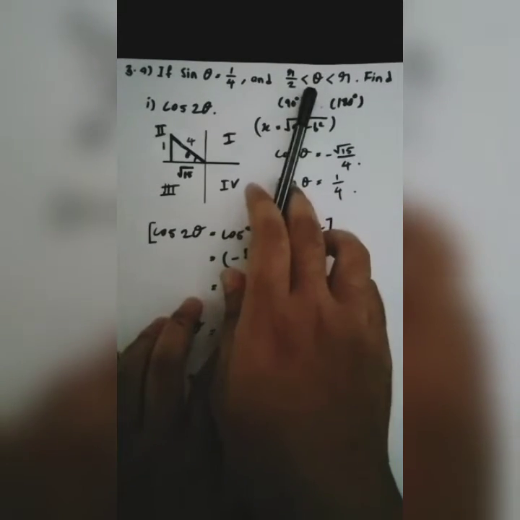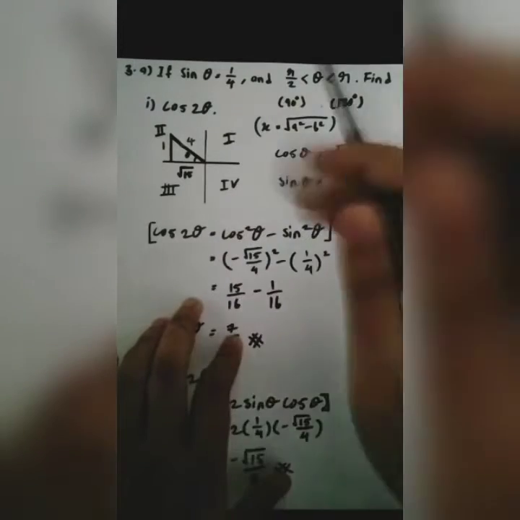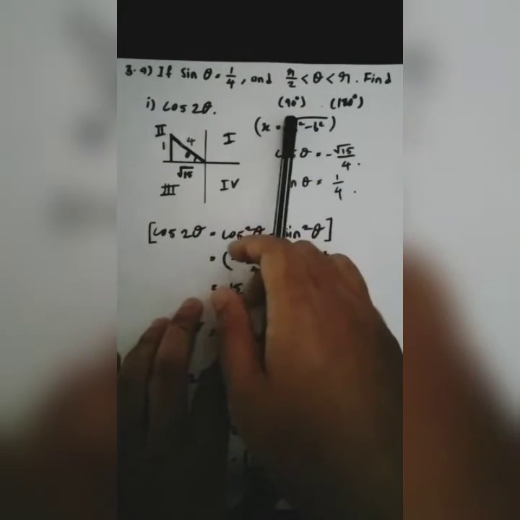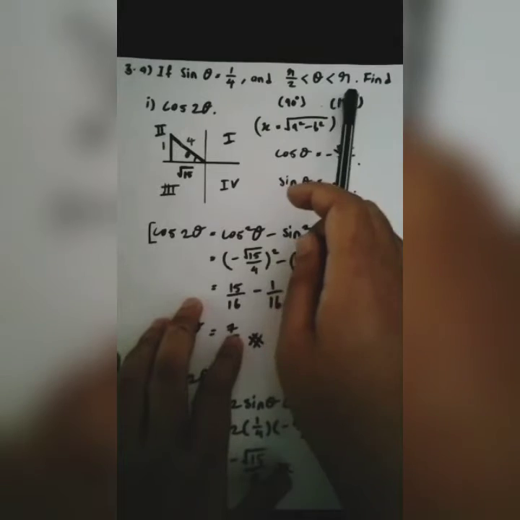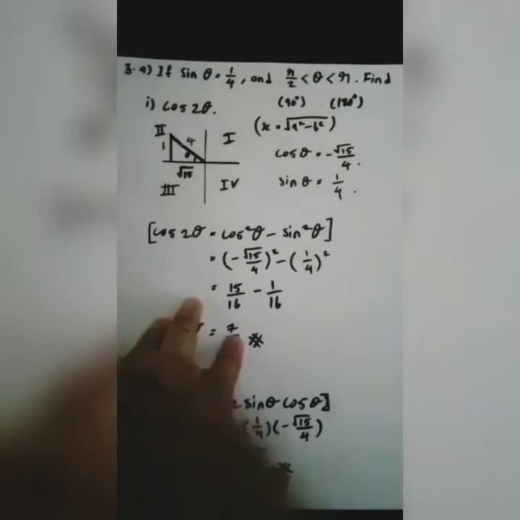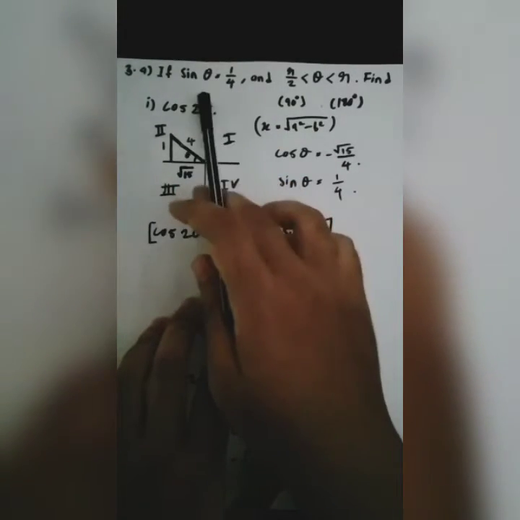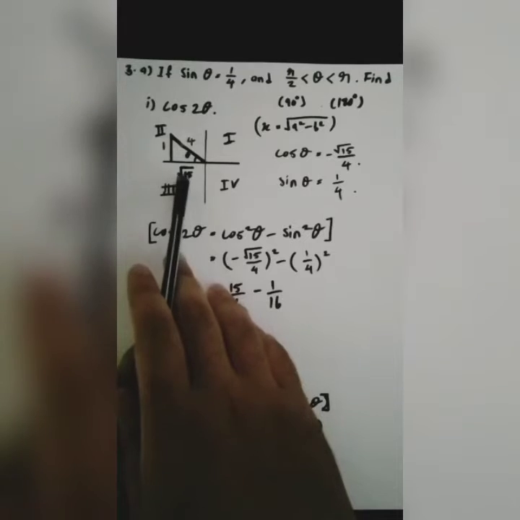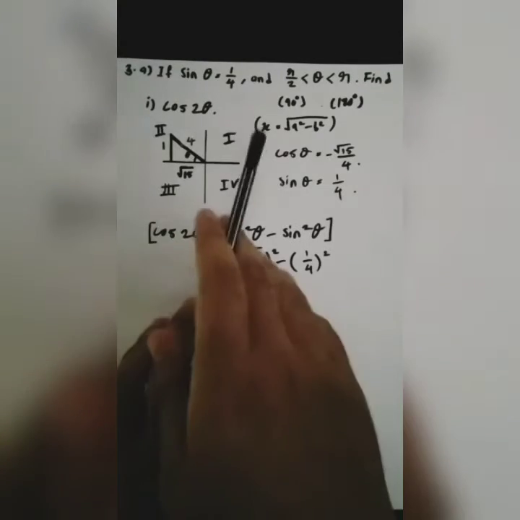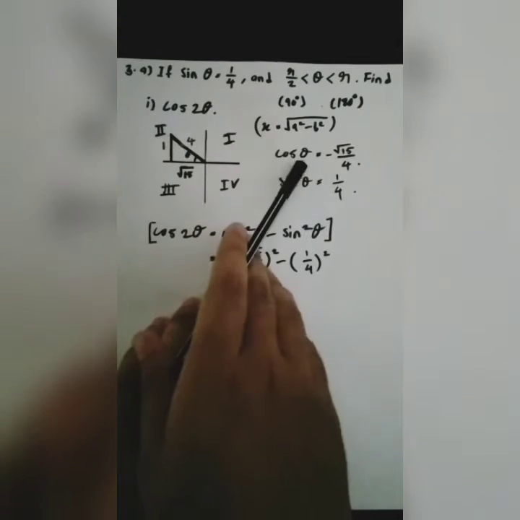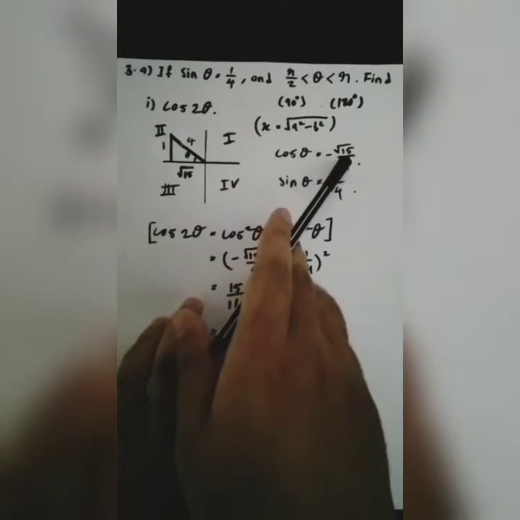Theta is greater than pi over 2, or we can convert it to degrees, which is 90 degrees, and pi here will be 180 degrees. Then we can conclude that theta will be in the second quadrant. Thus, sine theta is opposite over hypotenuse, 1 over 4 here. Thus, the square root of 15 we will get by using the Pythagorean formula. Thus, we will get the value of cos theta, which is negative square root of 15 over 4.